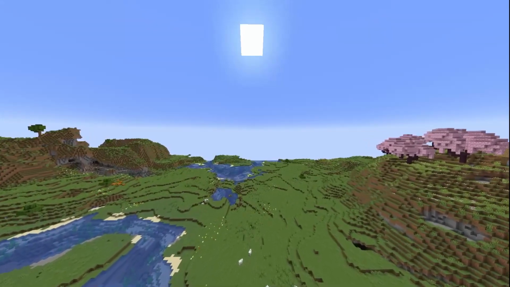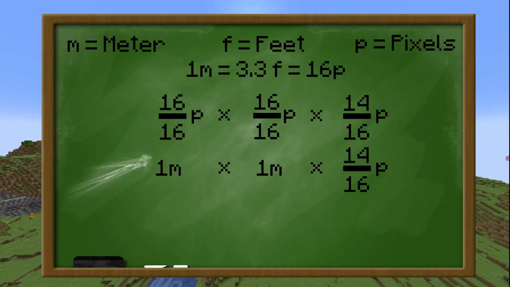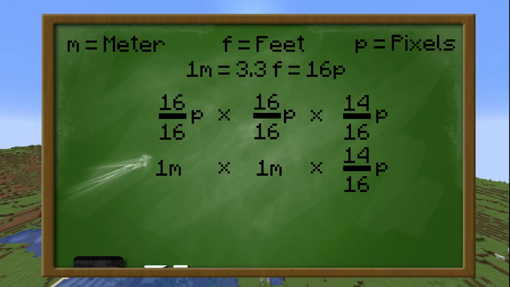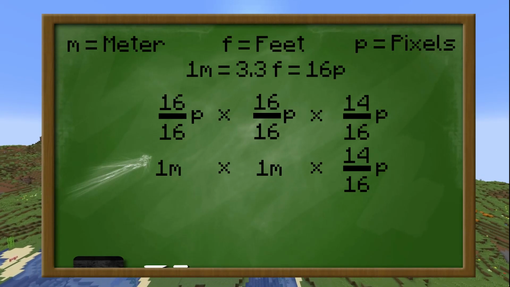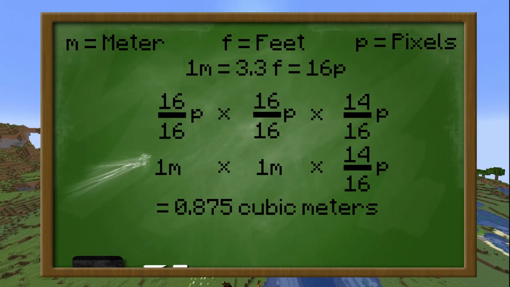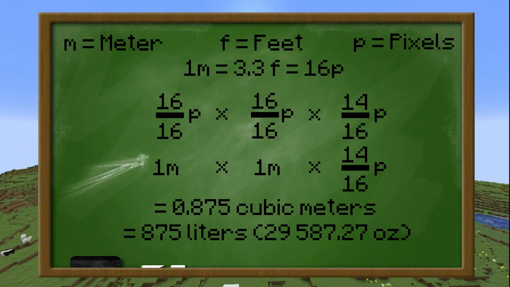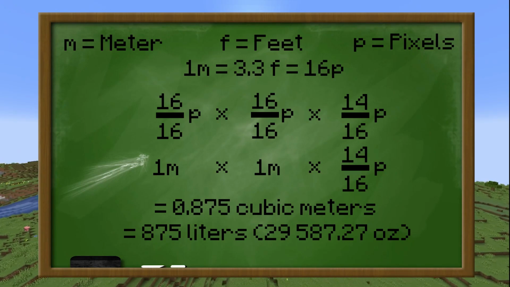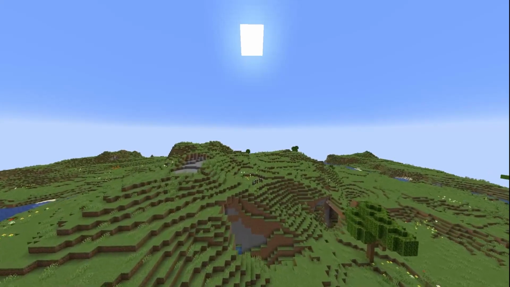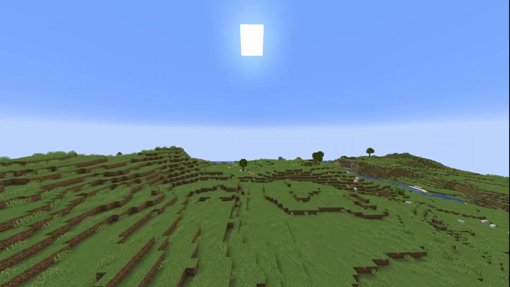block. So a water block is, as said before, 16 by 16 by 14 pixels, and it will be 1 by 1 by 14 over 16, all metric of course, which will be 0.875 cubic meters, or get ready, 875 liters, equivalent to about 30,000 ounces, or this number, which is kind of insane. 875 liters is a bit under a full block.